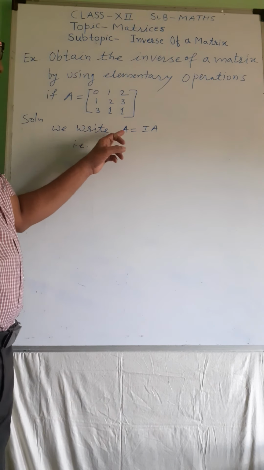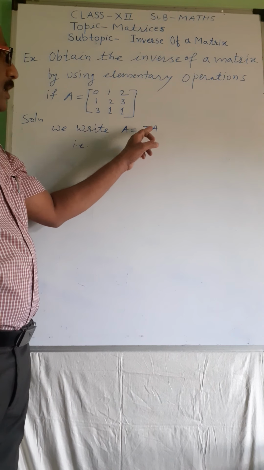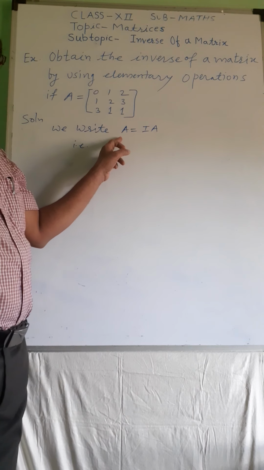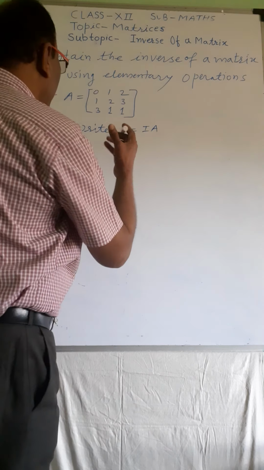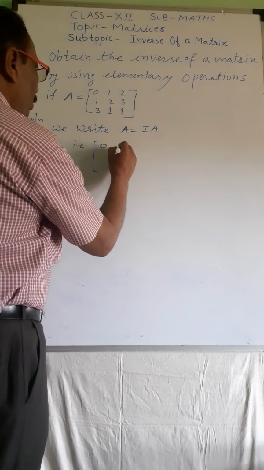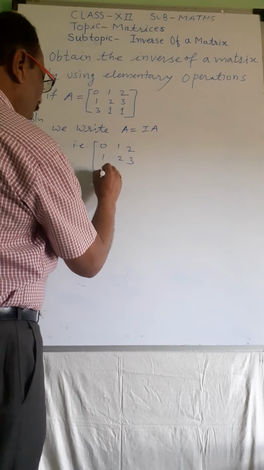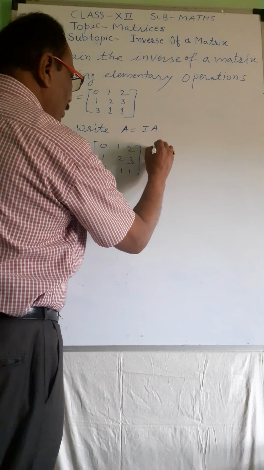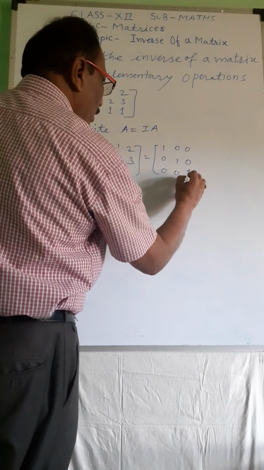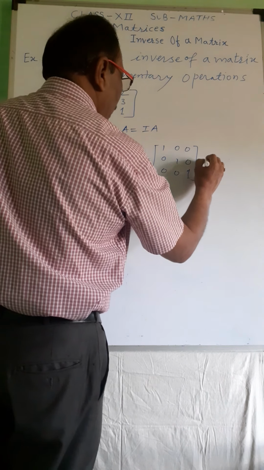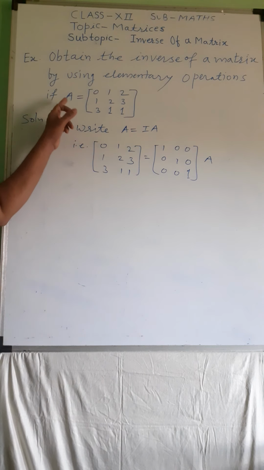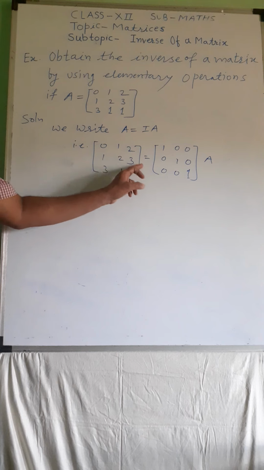Now we write A is equal to I into A. The product of identity matrix into matrix A is equal to A itself. That is, A means the matrix 0, 1, 2, 1, 2, 3, 3, 1, 1, and the identity matrix is 1, 0, 0, 0, 1, 0, 0, 0, 1, and matrix A itself.